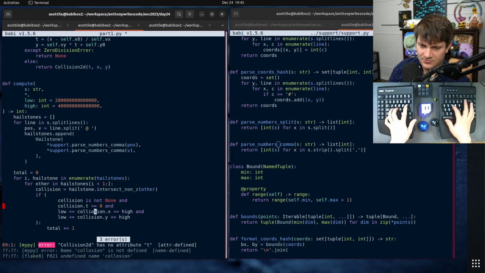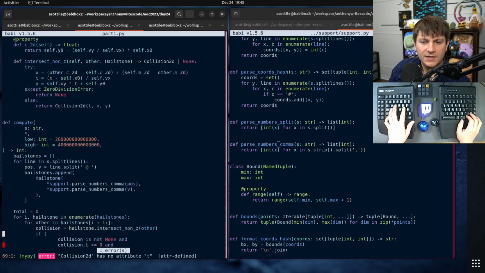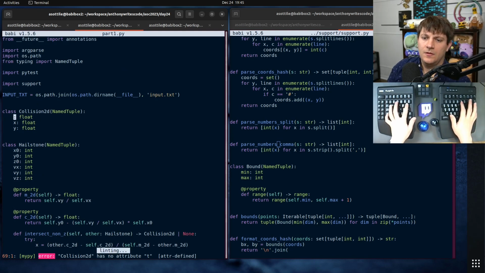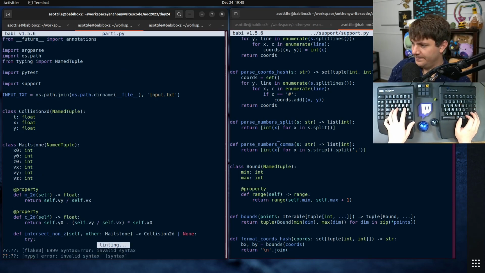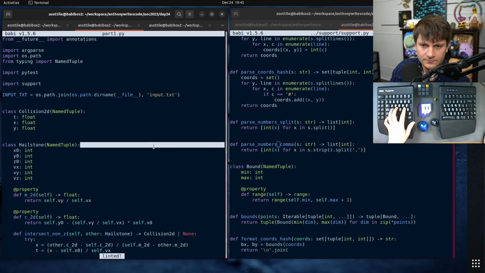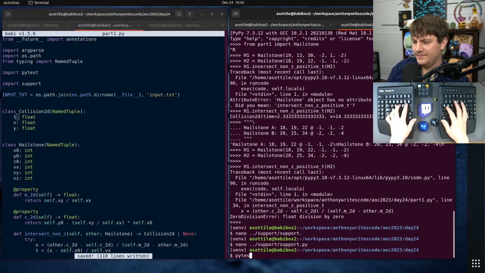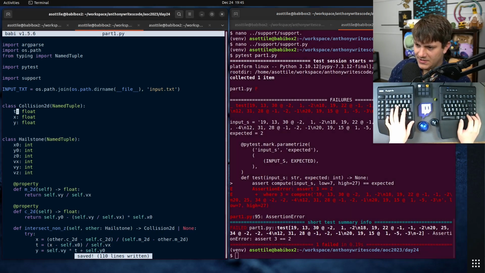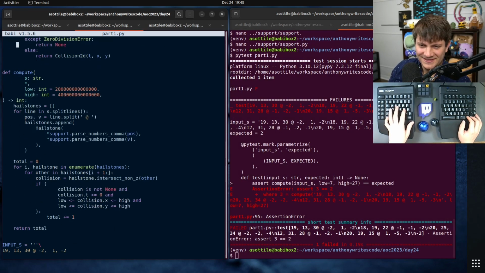Collision. Why did I not call it T? Did I call it time? I did. Oh, syntax error. Title of the terminal says day 24. Yes, it is 24, indeed. Thank you, Flintstone. Alright. It seems too easy, especially because we got something wrong.